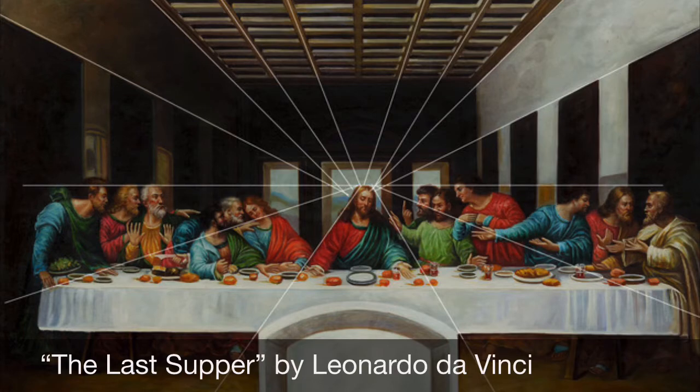When you look at the ceiling, you'll see that the lines in the ceiling are wide at the beginning and then converge or come together behind Jesus's head. And the same with other lines in the painting. The tops of the windows or doors on the left and right hand side of the painting also do this.